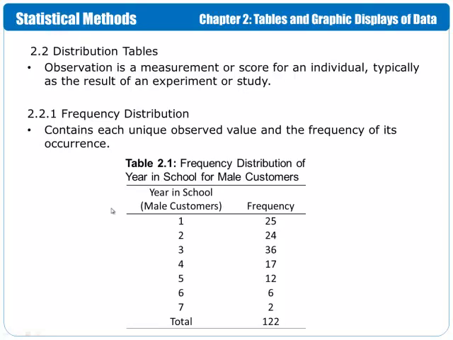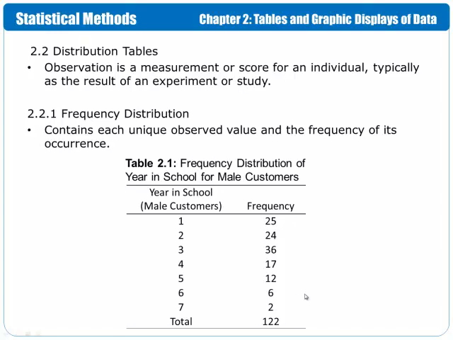Consider the years in school data. Several student customers were asked what year in school they were. This table represents the results of that survey. Those who responded were either in their first year, second year, third year, fourth, fifth, sixth, or seventh. The frequency or number of male customers in each of those categories is listed here.